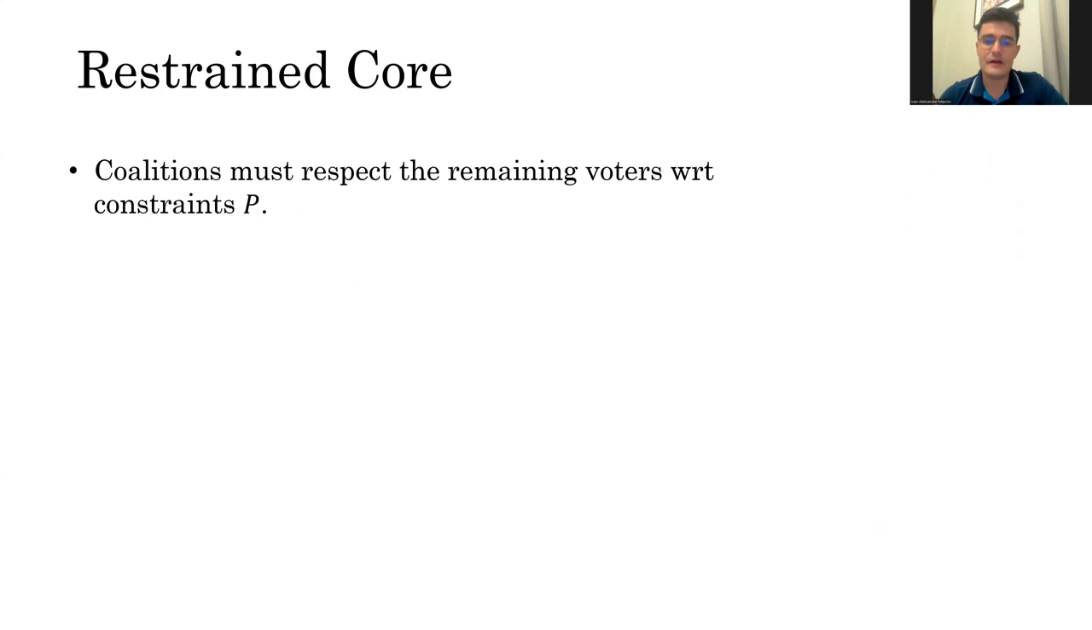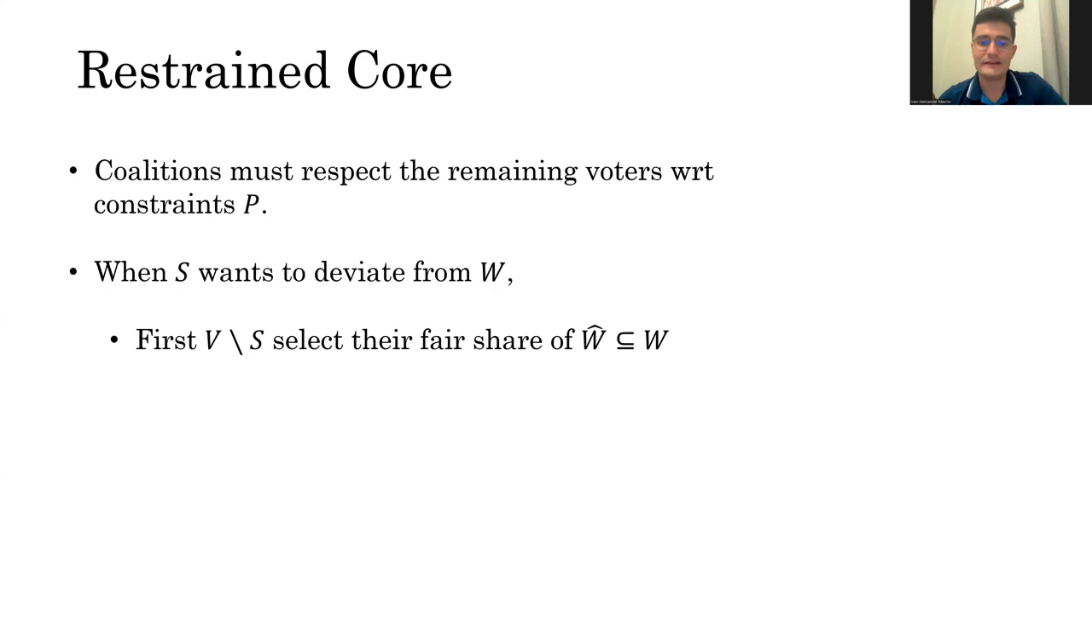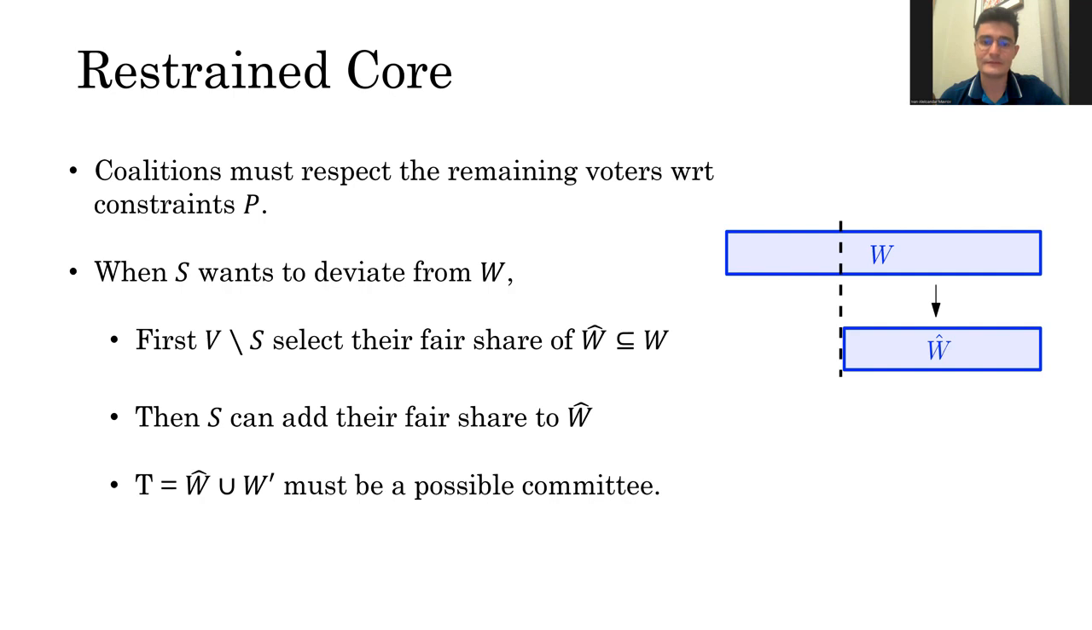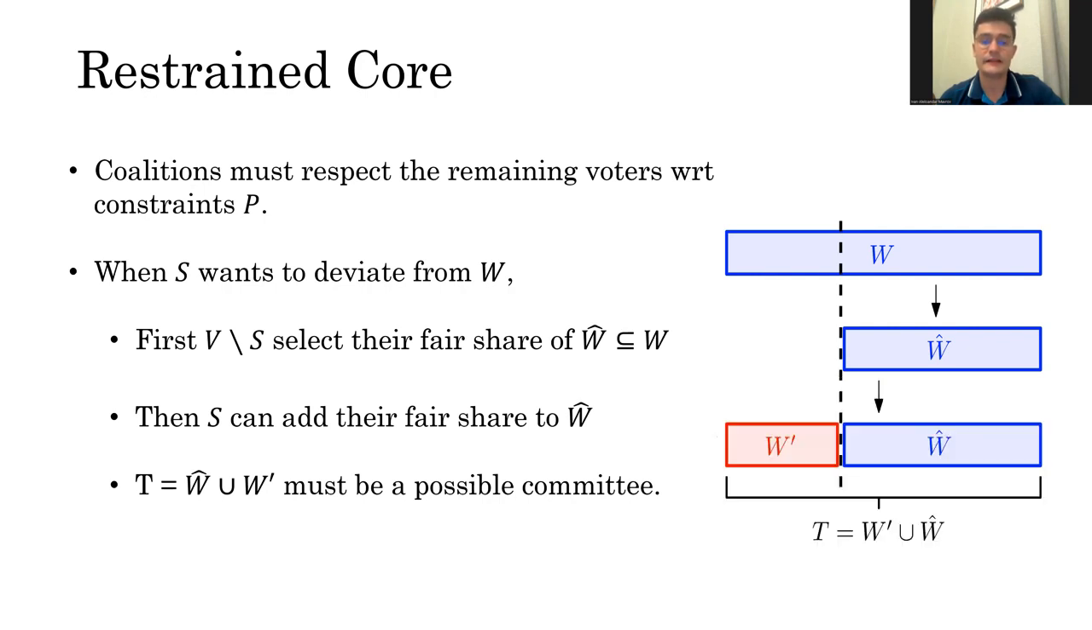In the first stage, when a set of voters S declares that they want to deviate, the decision maker selects a subset W hat of this committee W with size at most the fair share of the voters V minus S. W hat is meant to secure the fair representation of the voters that do not deviate. In the second stage, the deviating voters in S must complete the committee by filling up W hat with candidates up to their fair share of the budget. Note that S must make sure that the final committee must be allowable.